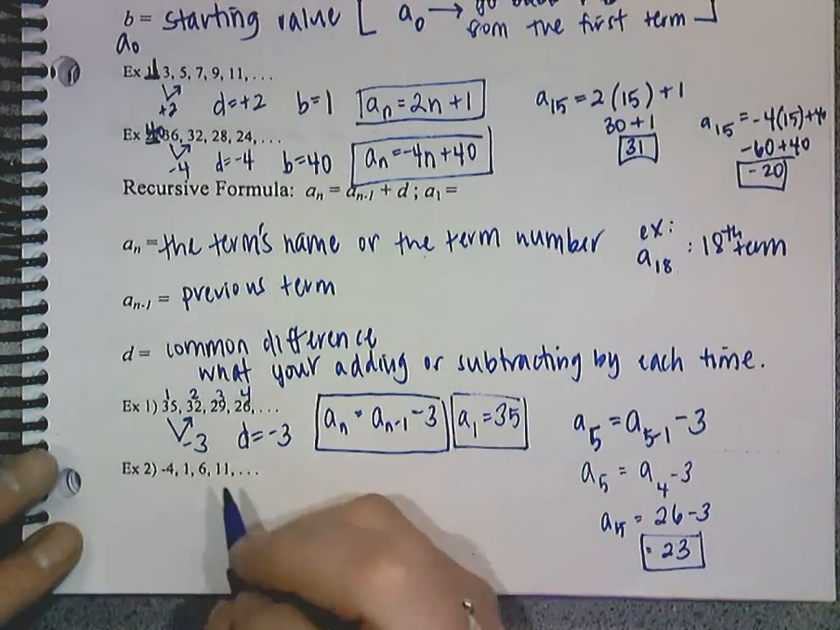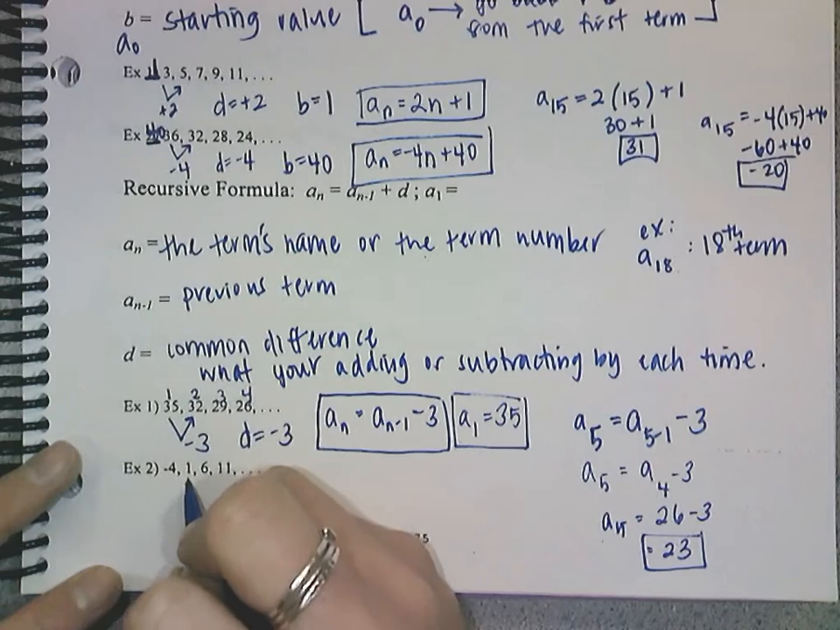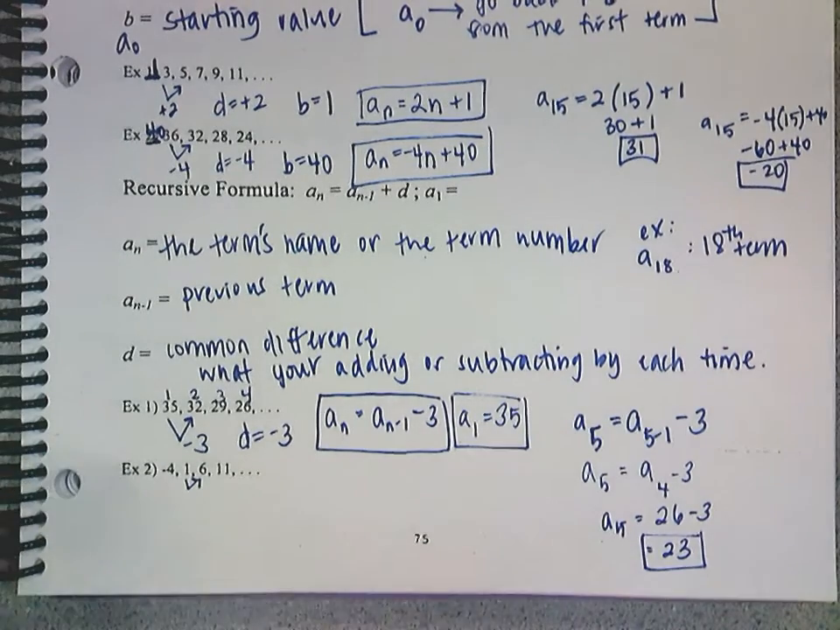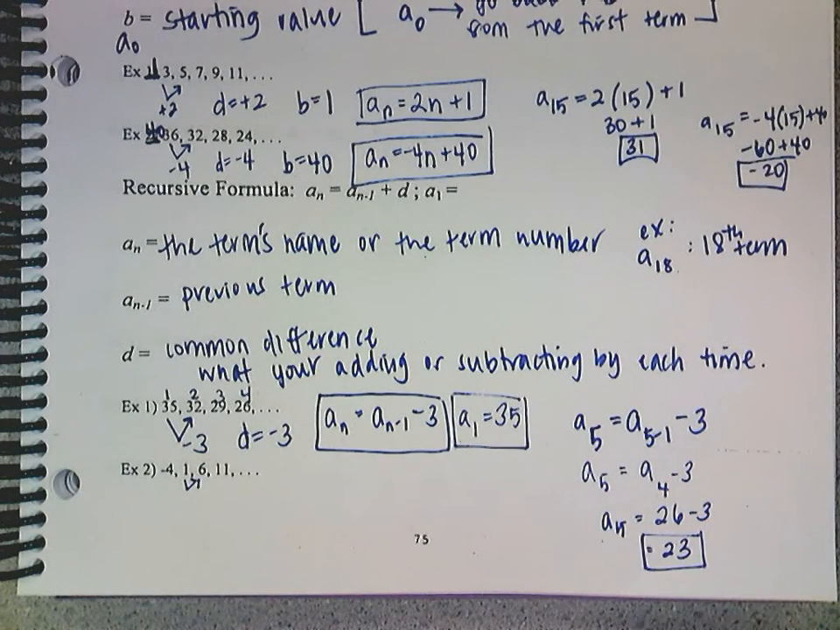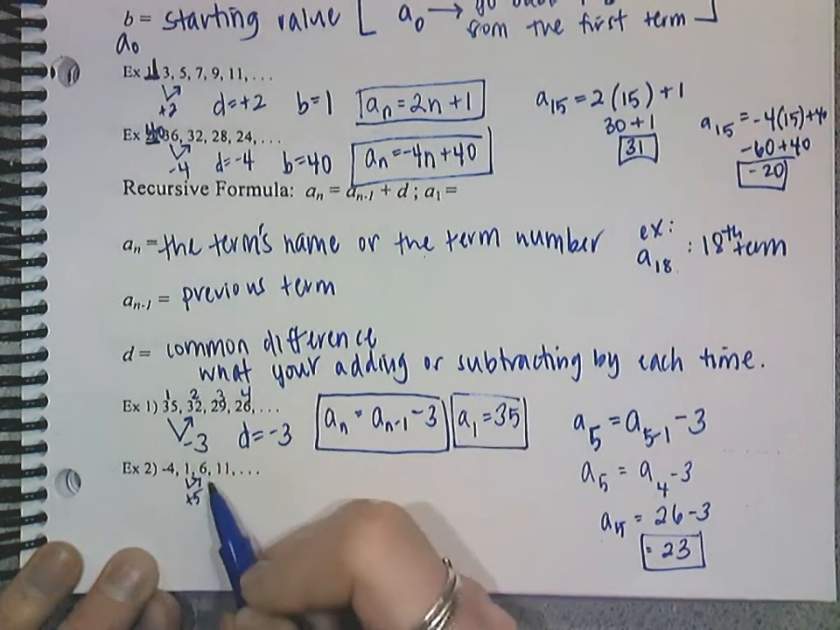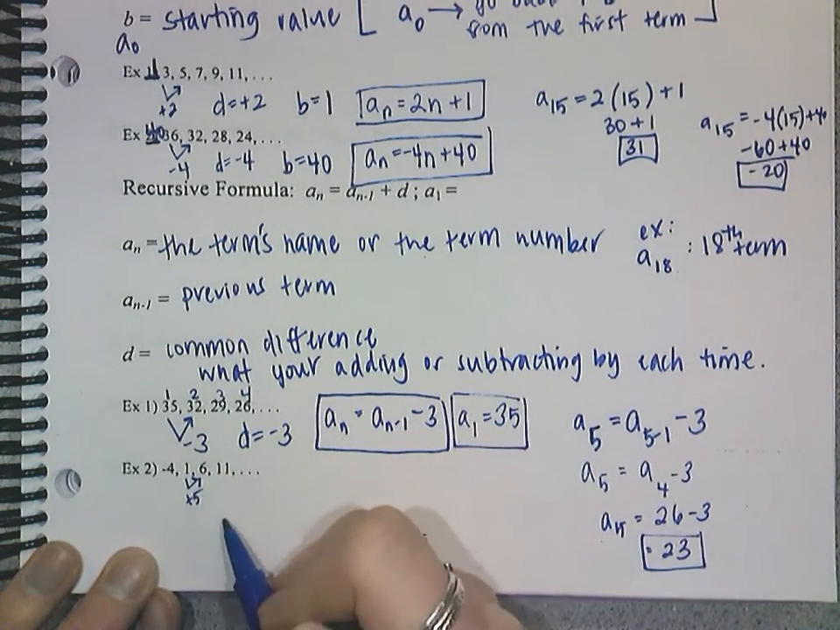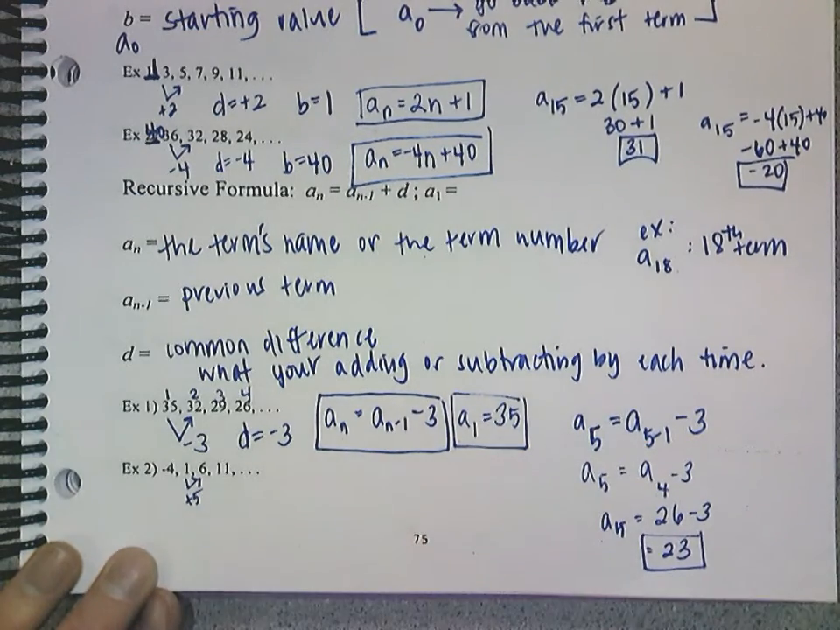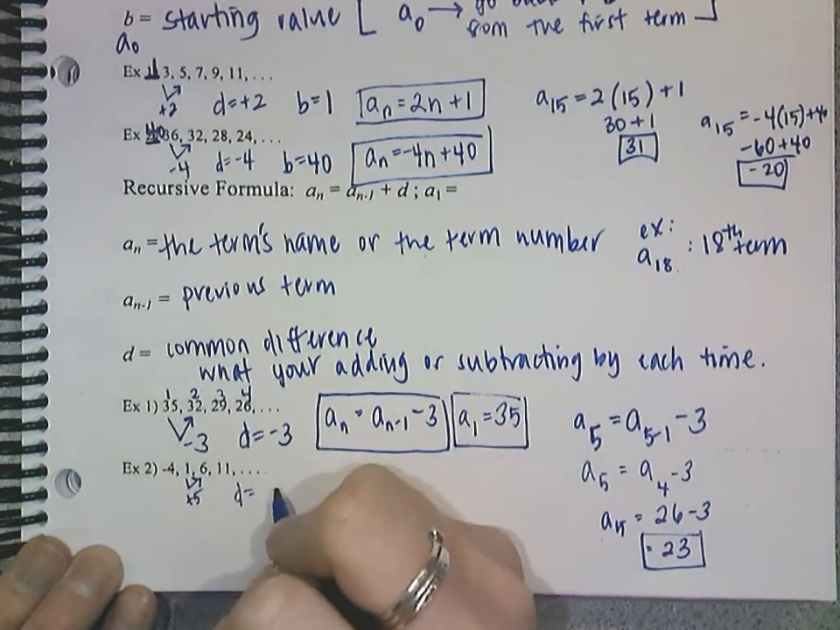Okay, so let's try another one. Sorry, that's kind of tricky. I like 1 to 6 better than trying to figure out negative 4 to 1, so I'm going to look at that. So to go from 1 to 6, I'm going to add 5. And then, what do you know? From 6 to 11, I also add 5, and from negative 4 to 1, I add 5 as well. So that's my d. My d is 5.